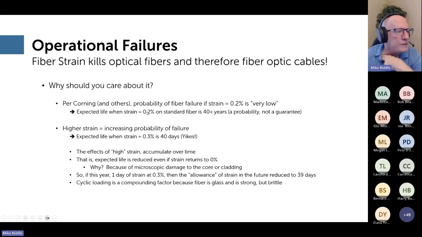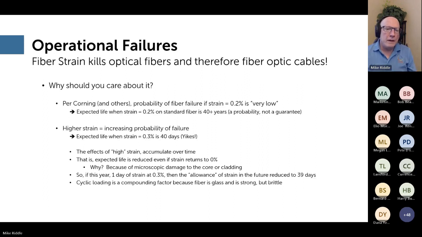So if I go above this 0.2%, even because it's winter and I've got a wind and ice loading event, I do microscopic damage to the core or the cladding of the fiber. And when the strain is removed from the cable, that microscopic damage is still there. It doesn't just disappear. So in this example, if I did 1 day of strain at 0.3%, I only have 39 days left, which really should have been 29.